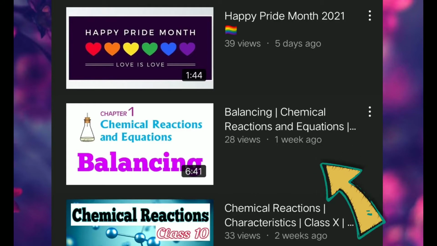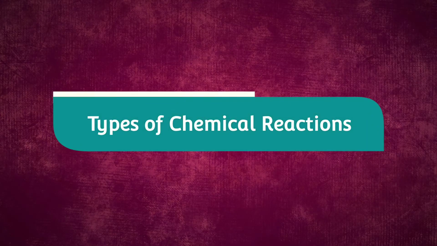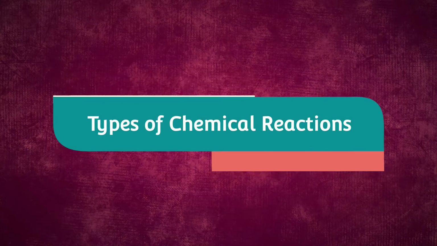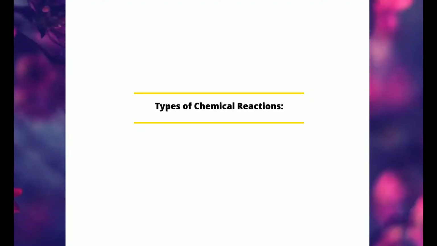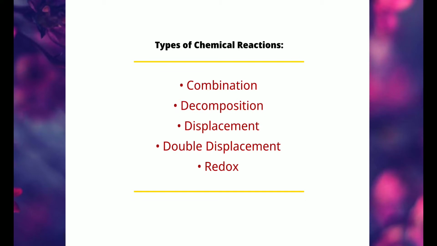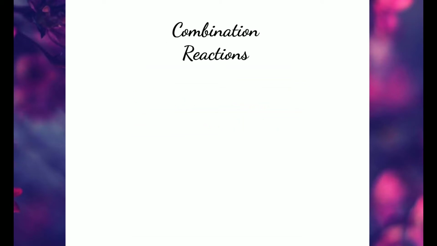In the last video, we talked about how to balance chemical equations. In this video, we shall learn the different types of chemical reactions. So, mainly, we have 5 types of chemical reactions: combination, decomposition, displacement, double displacement, and redox. Let's start with combination reactions.